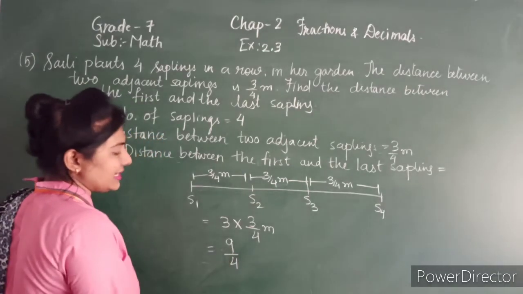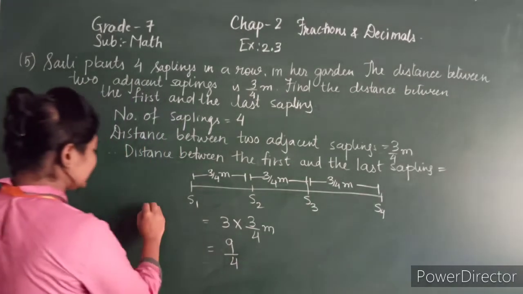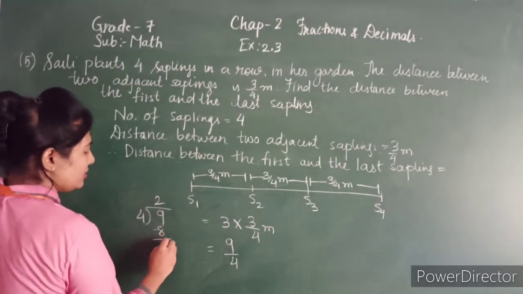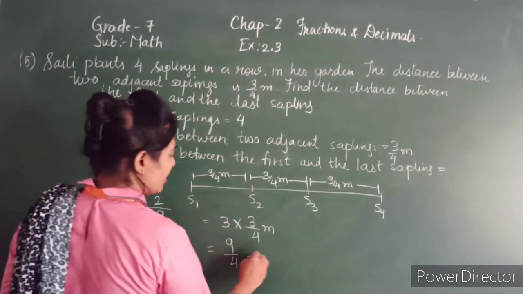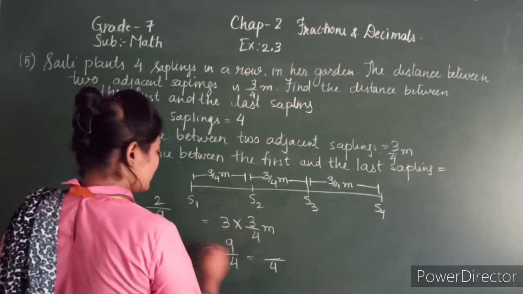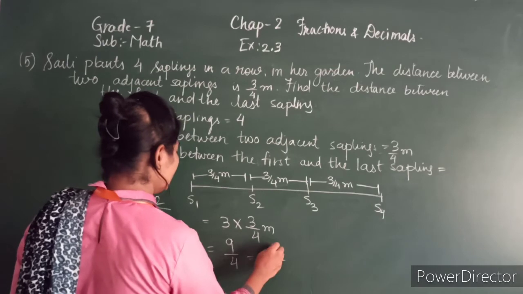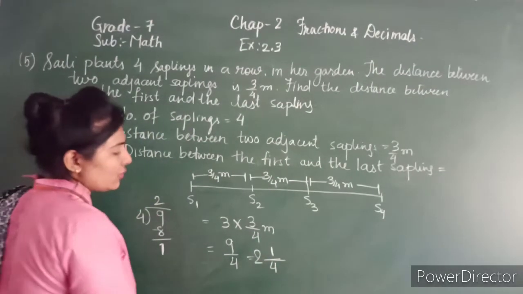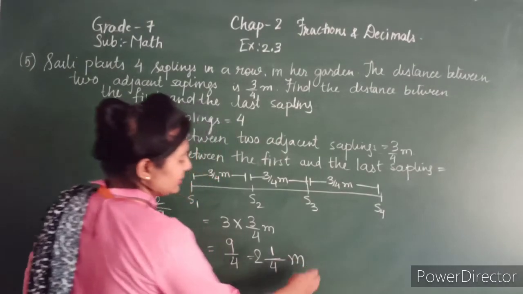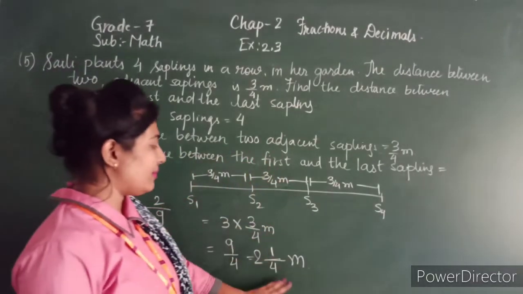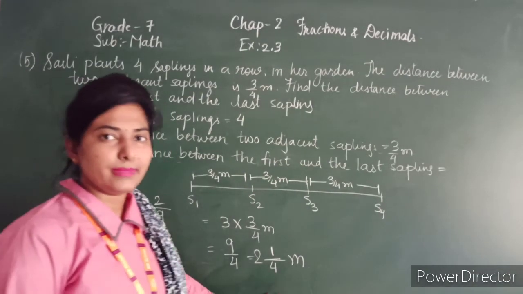Now the numerator is greater than the denominator, so we have to convert this into a mixed fraction. So 4 2s are 8, remainder 1. So our answer: we write 4 in the denominator, this 1 in the numerator, and this 2 at the side. So our answer is 2 1 by 4 meter. So here we got the distance between the first and the last saplings, that is 2 1 by 4 meter.